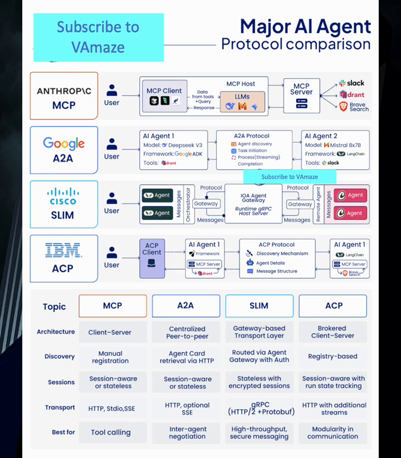End-to-end encryption. All traffic is encrypted in transit and at rest. Authentication. Multi-layered authentication for all participants. Observability. Comprehensive monitoring and logging of all communications. Policy enforcement. Dynamic security and routing policy application. Key advantages of SLIM. Enterprise-grade security.